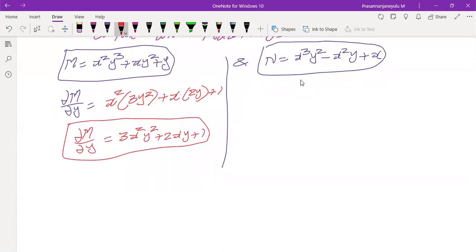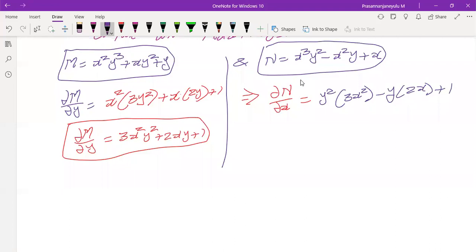In the same manner, finding dou N by dou x, the partial differentiation of N with respect to x, treating y as constant. y square is constant. The differentiation of x cube is 3x square, minus y is constant, the differentiation of x square with respect to x is 2x, plus the differentiation of x with respect to x is 1. So finally we get 3x square y square minus 2xy plus 1. Are both the same?